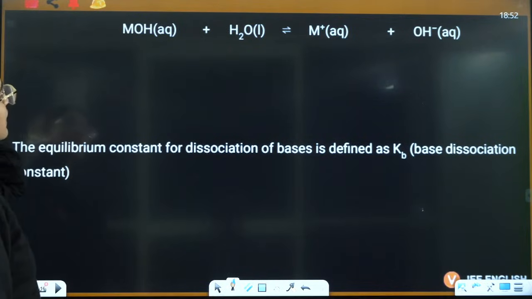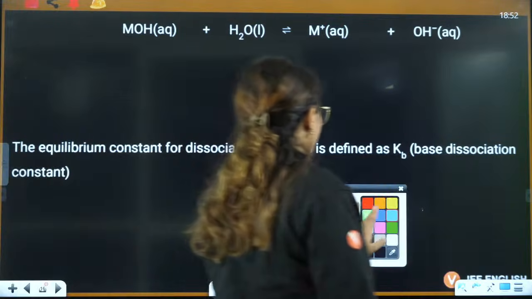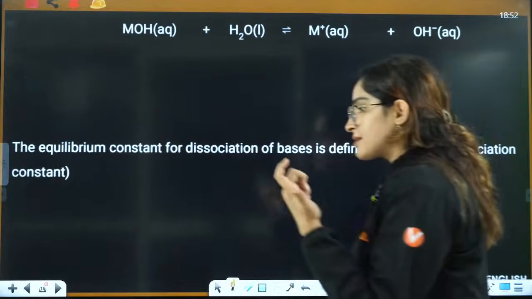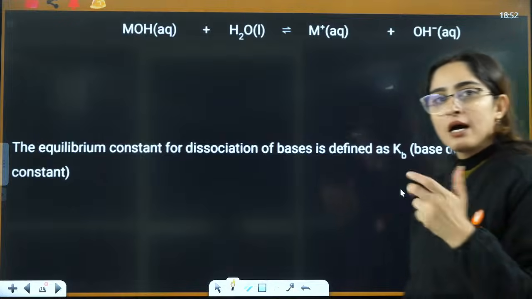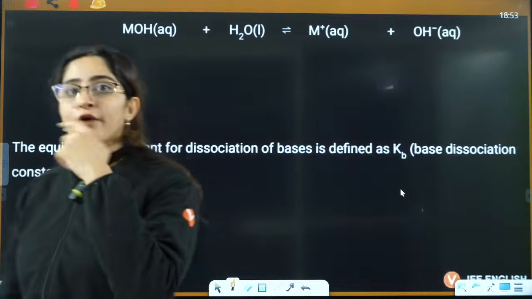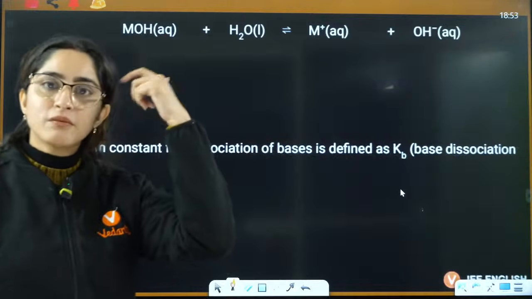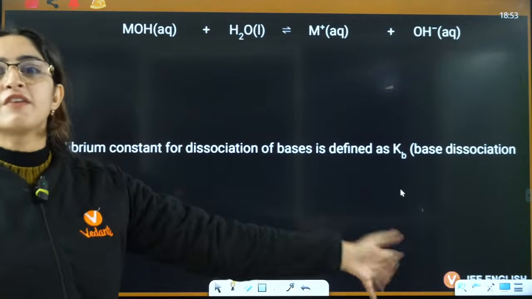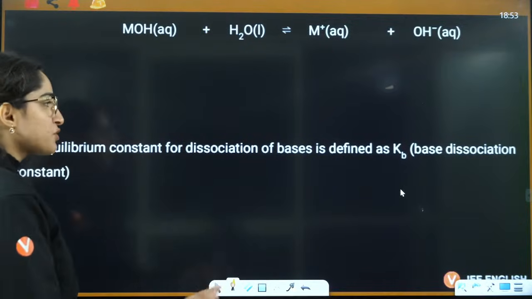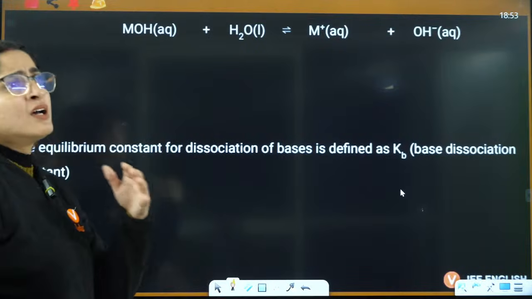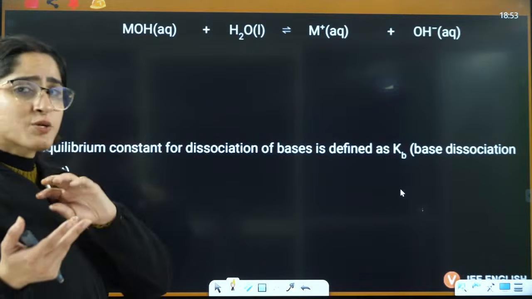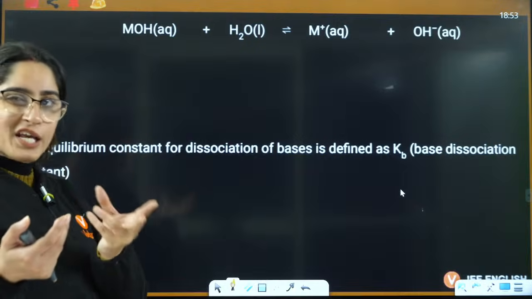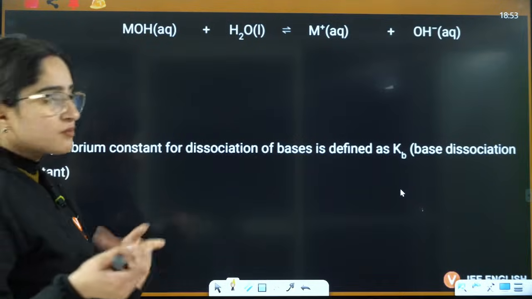Then we have the same thing for base. Now, when we do it for base, it will get more easy for you because we are going to repeat it. So the revision will be side by side only. You don't have to remember base as well because it is the same. Just replace Ka with Kb, OH with H positive, like all these things.